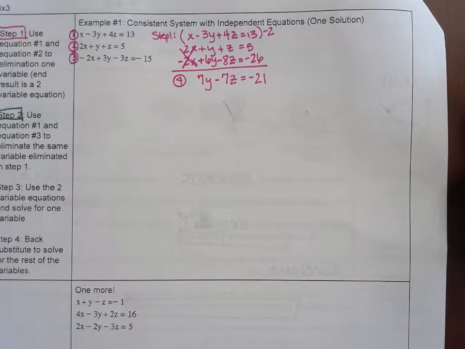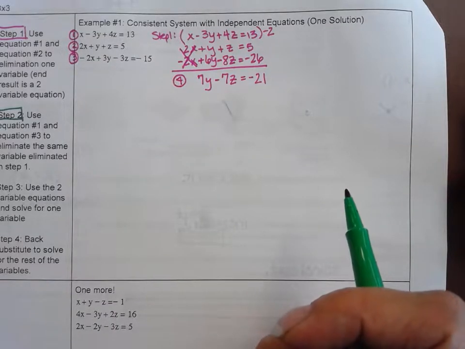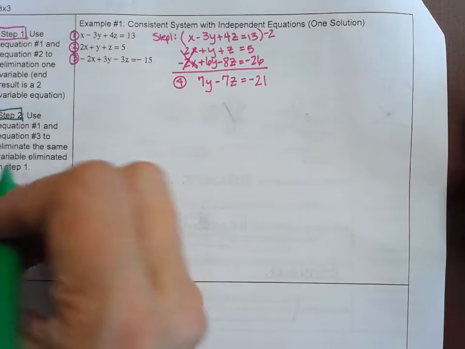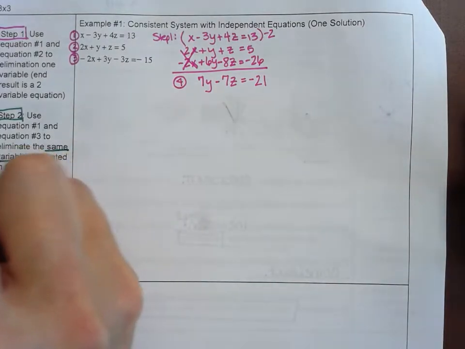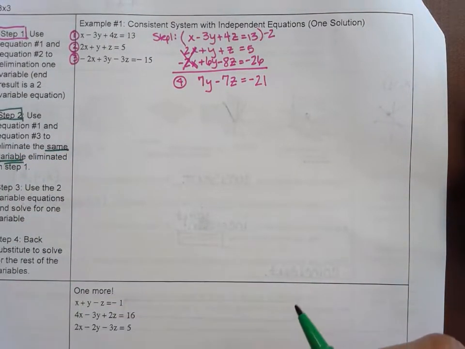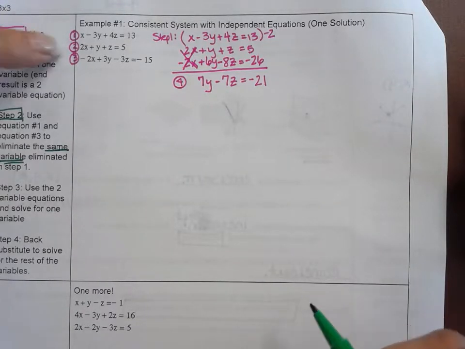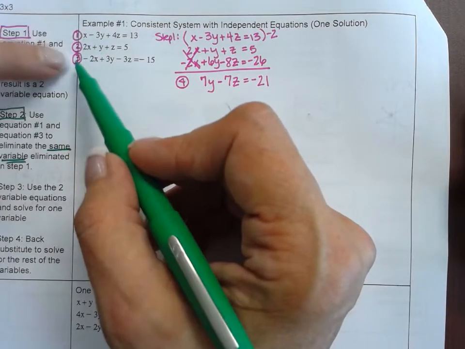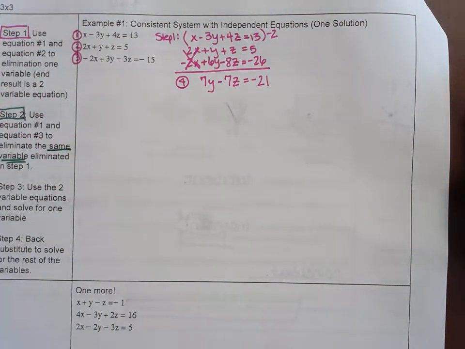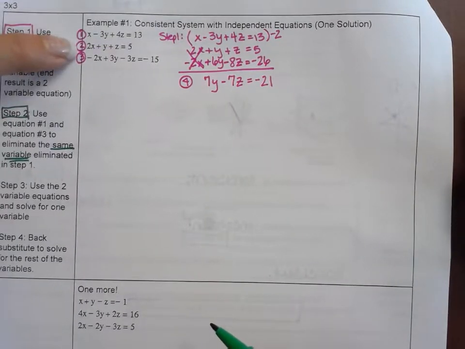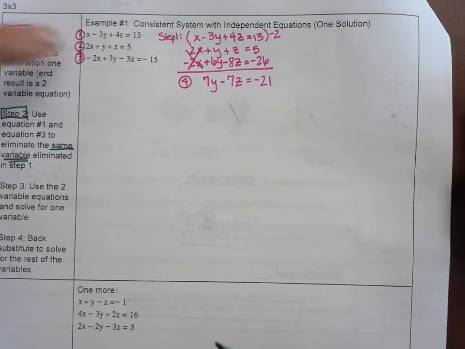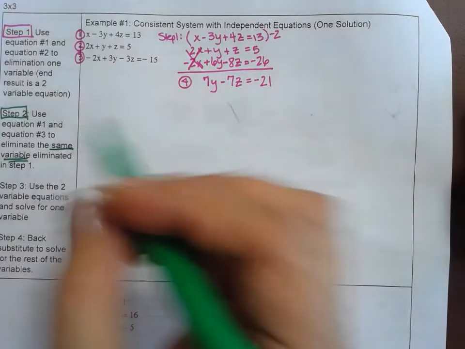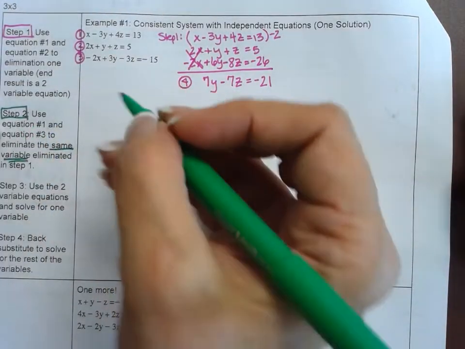Okay? All right. So, use equation 1 and 3 to eliminate the same variable. That's the key word, that you want to get rid of the same variable. And technically, you could use 2 and 3, not just 1 and 3. The big thing is that you obviously can't do the same 1 and 2 again. You just have to use a different combination. But let's stay with our notes here.